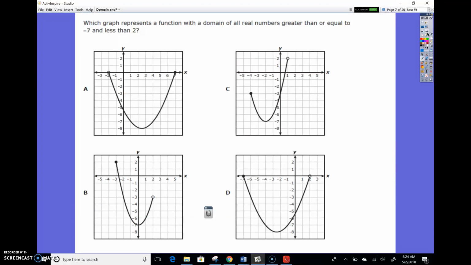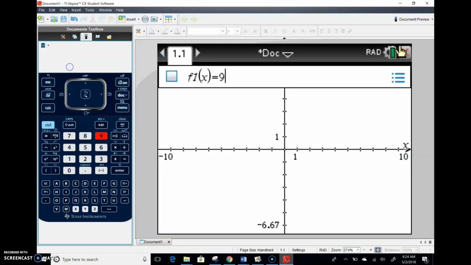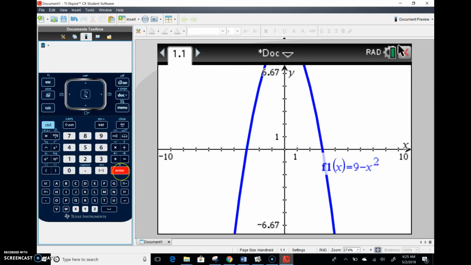Why don't you try this one on your own? What is the domain of f of x equals 9 minus x squared? So, you see there's no graph, there's no story or anything. This is a mathematical domain and range. So if you graph it, it looks like this.